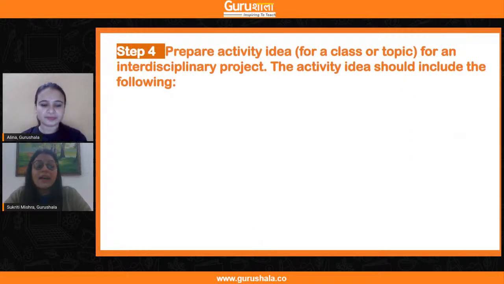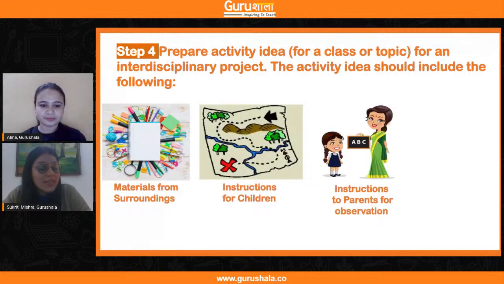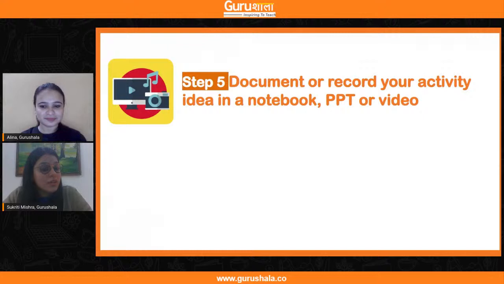Step 4 is that you prepare an activity idea for an interdisciplinary project. Just like we spoke about an interdisciplinary project today, related to medicinal plants, you have to think of some idea according to your different subjects or your classes, what are the different activities or an interdisciplinary project that you could give your students, in which you can involve the materials from surroundings, the instructions for children, the instruction for parents for observation or any community member, and also the learning outcomes. So you think of an interdisciplinary project.